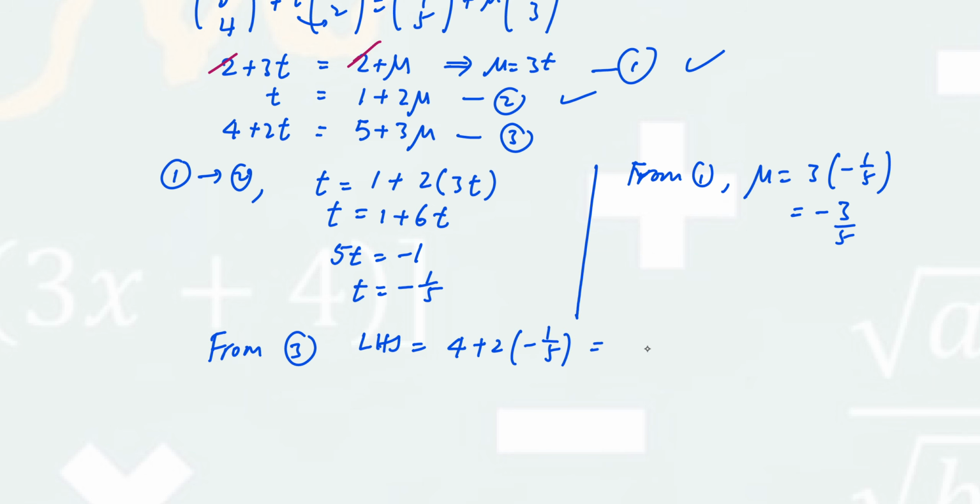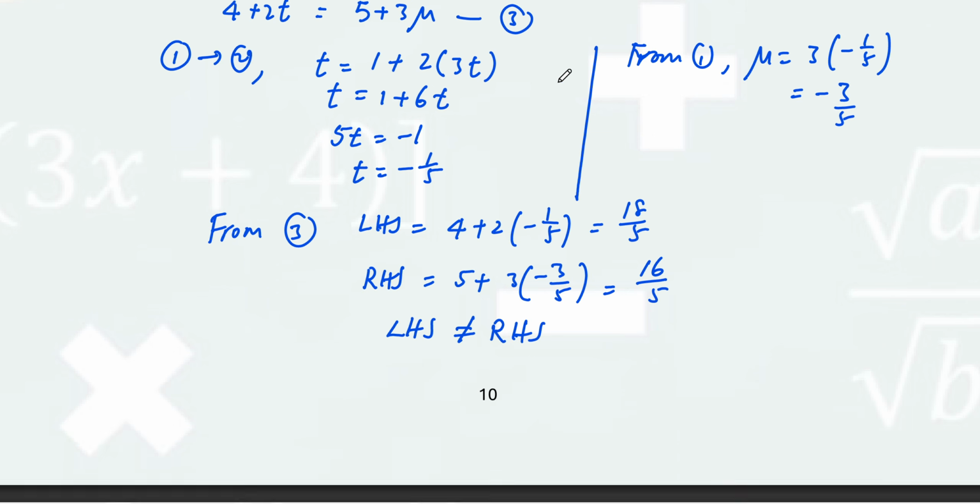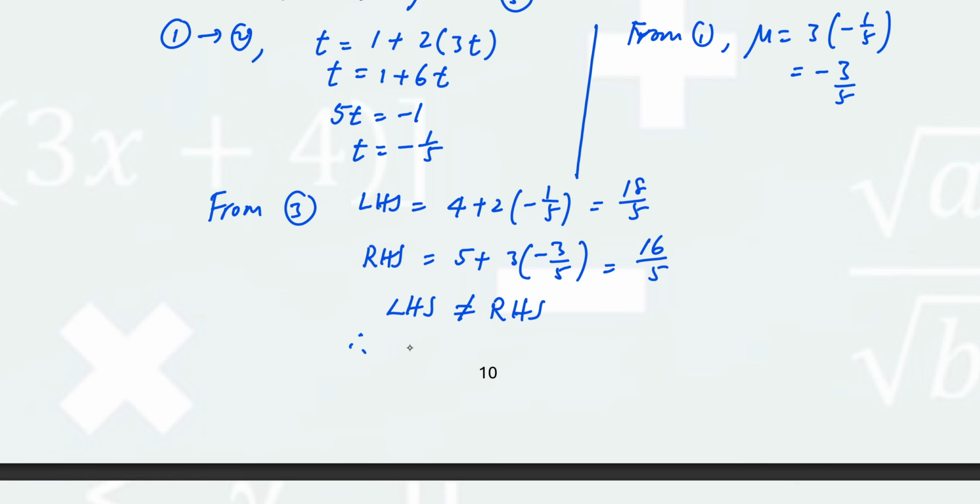Then you will be getting 18 over 5. And then my right hand side, it is 5 plus 3 mu. And then this is going to be 16 over 5. So obviously, left hand side is different from right hand side. So your conclusion is they do not intersect. So L1 and L2 do not intersect.